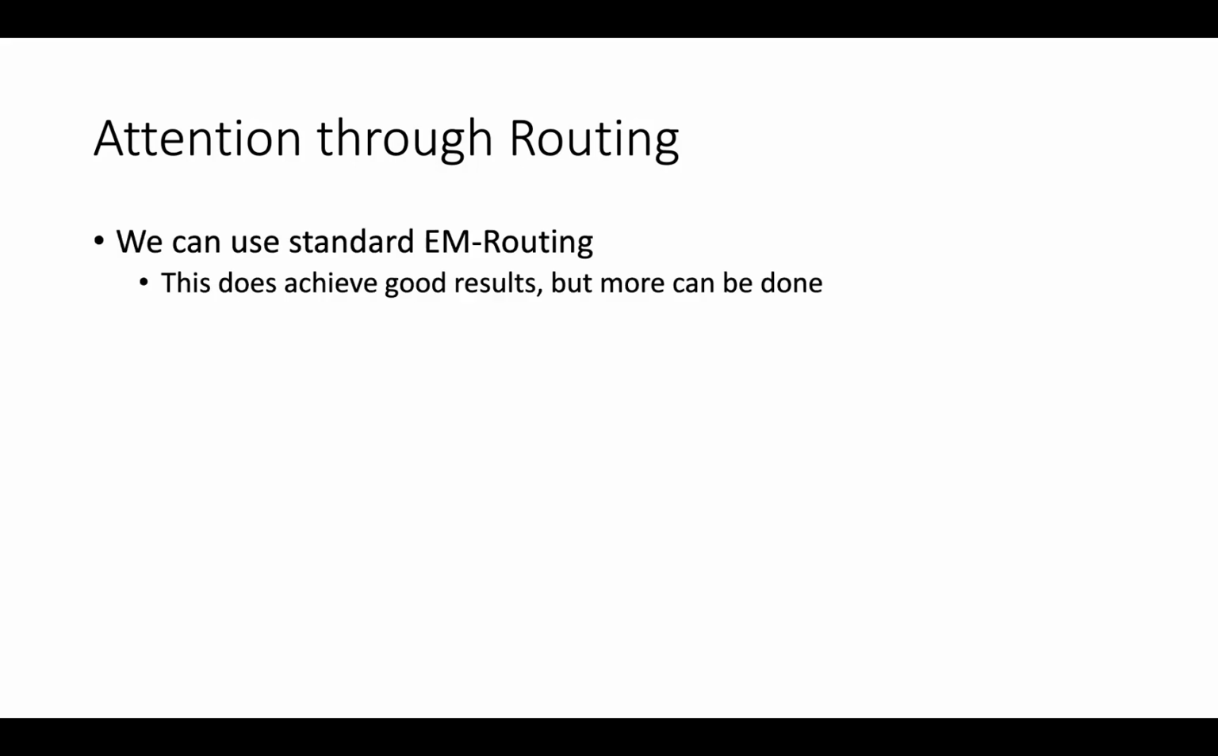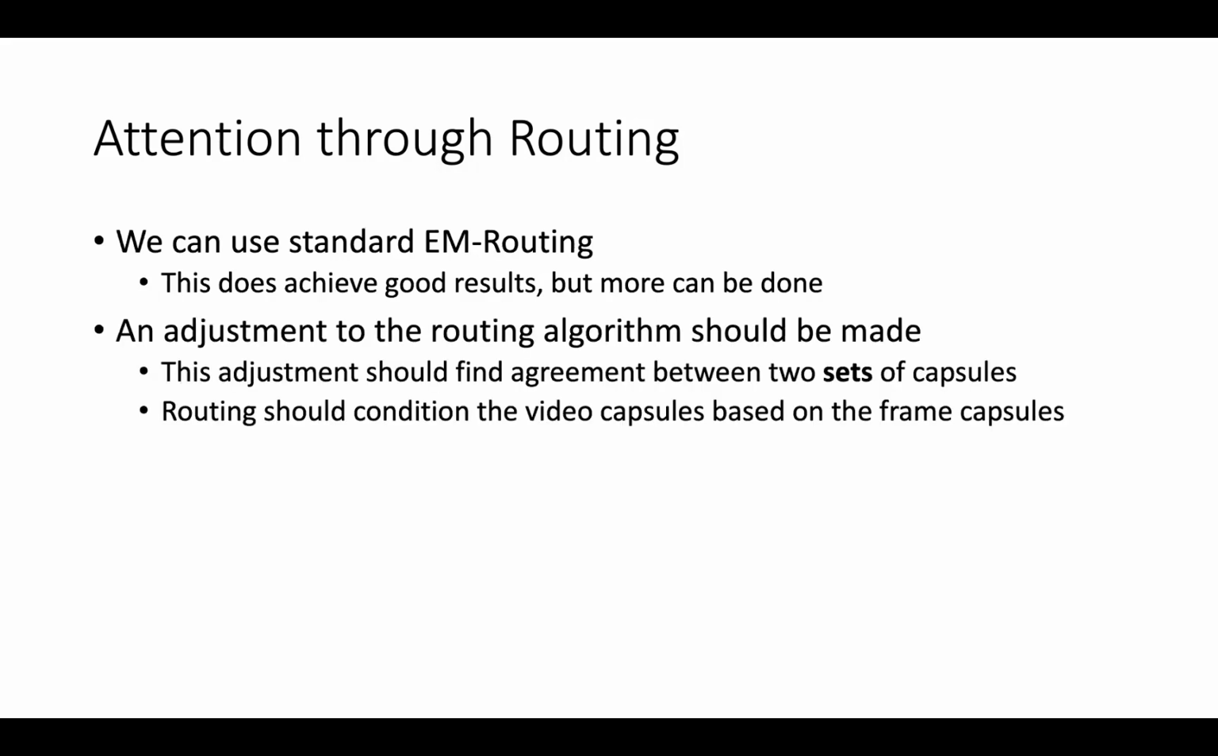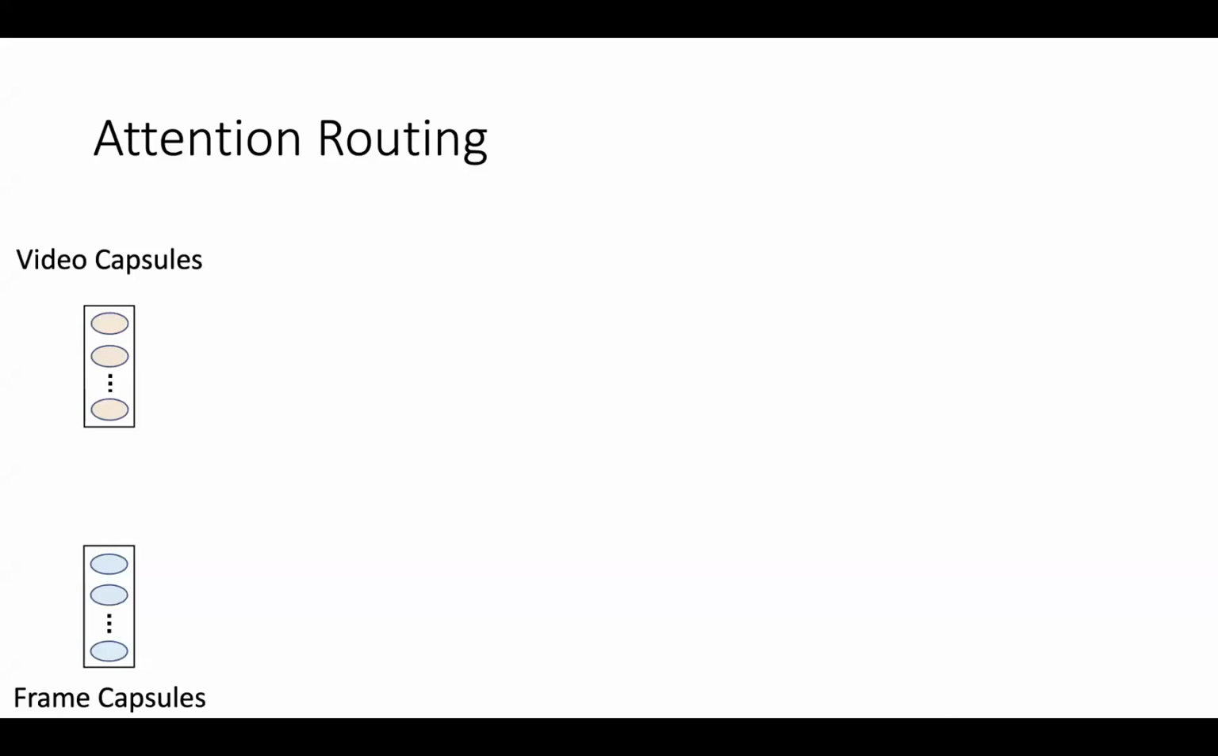So now how do we do this routing? We can use the standard EM routing, and this achieves good results, but more can be done. What we do is we adjust the routing algorithm so that we can find agreement between two different sets of capsules. Ideally, the routing should condition the video capsules based on the frame capsules and not just route all the capsules together, regardless of where their origin is from. So I'll now describe the attention routing mechanism we propose.